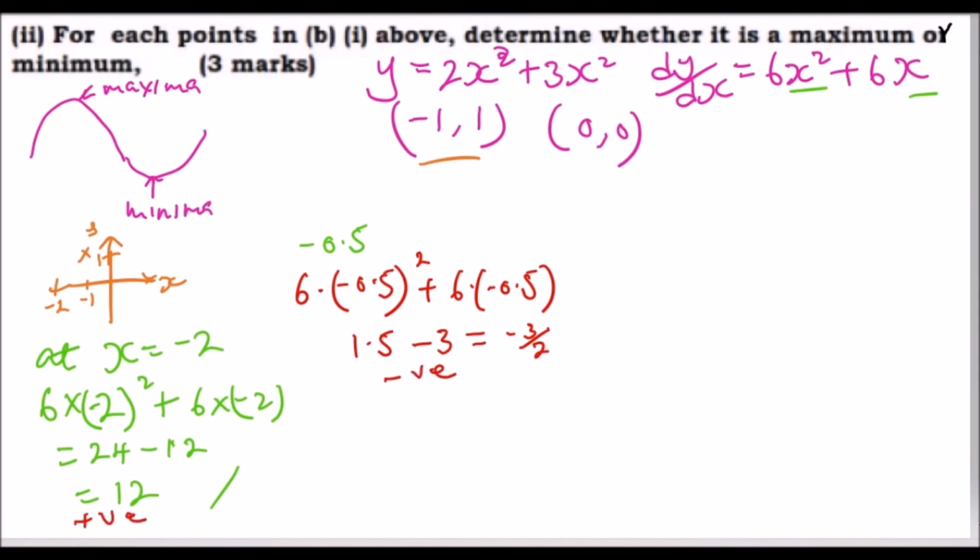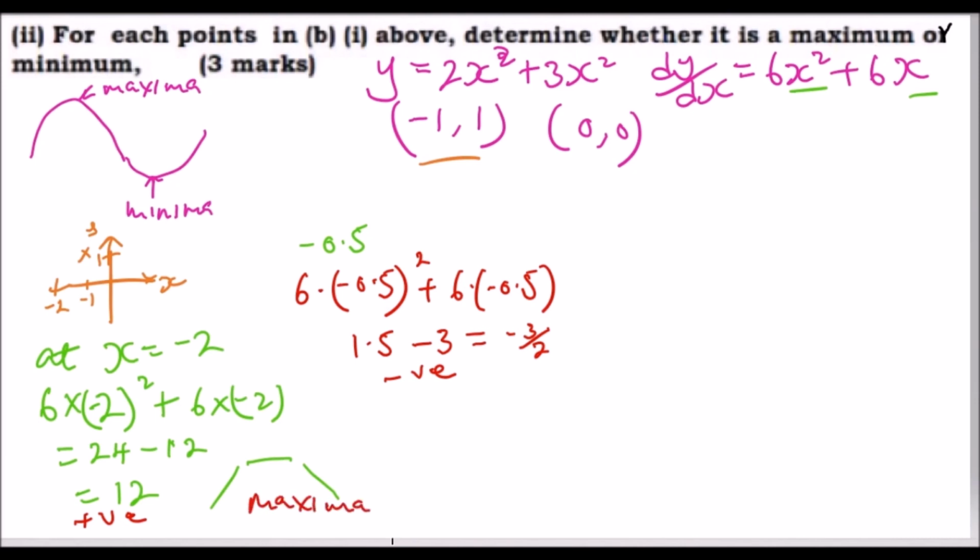So we can now complete and say, we have our turning point. The nature of a negative gradient is that it looks like that. So what it means is that the nature of this point is maxima.